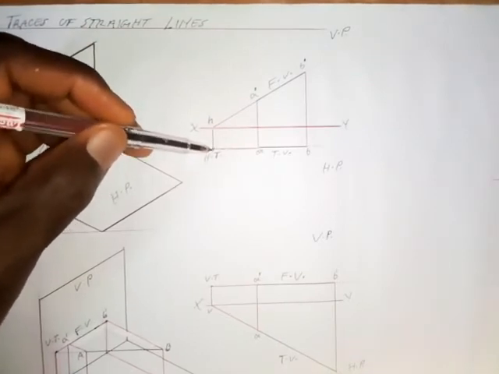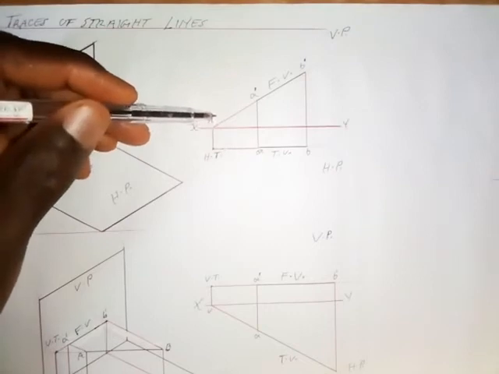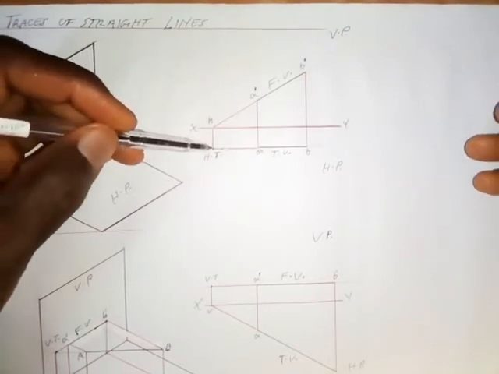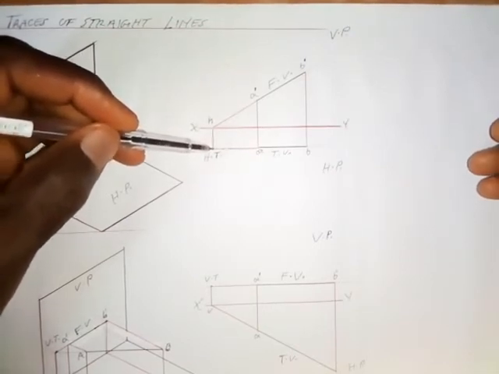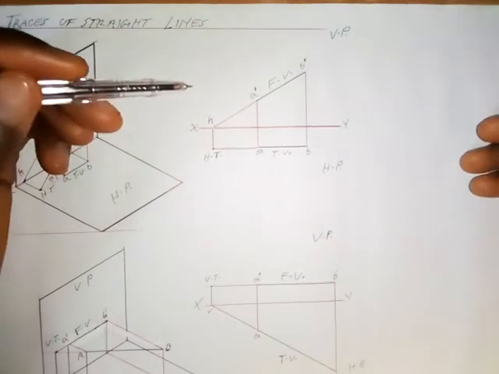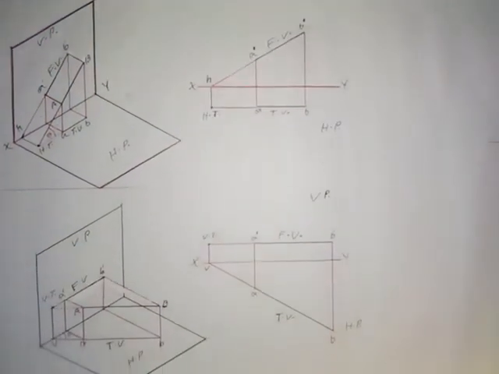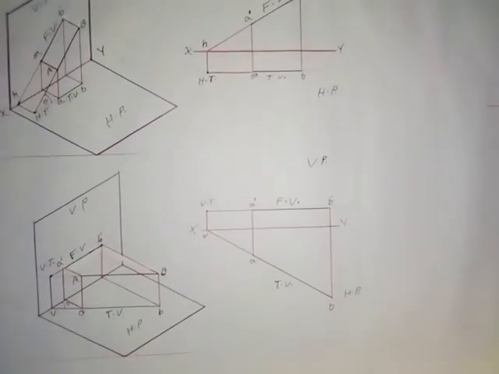So the point of intersection of the line, if the line is produced, with the horizontal plane is known as the horizontal trace. All right. Now, we also have the vertical trace. As I've said before, there are two types of traces: we have the horizontal trace and we have the vertical trace.